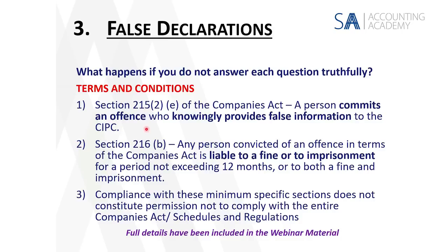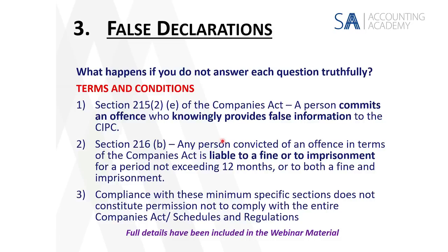What are the consequences? In terms of Section 215, a person commits an offence if they knowingly provide false information to CIPC. So it is an offence in terms of the Companies Act, and you can then be convicted of an offence. If you are convicted, you are liable to a fine or to imprisonment of up to 12 months, or both.